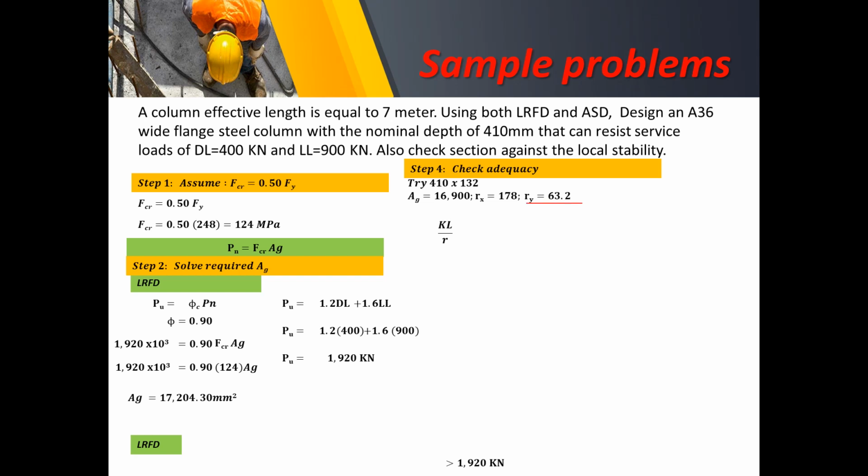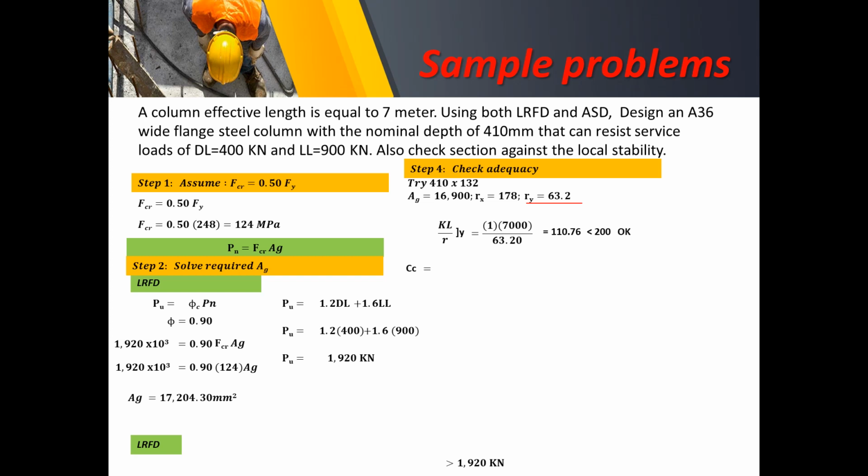Of course, KL over r, the slenderness ratio, considers the maximum. So if we want the maximum, we choose the lowest radius of gyration from the trial section, and that is actually along Y. We just substitute the formula and we come up with 110.76. And that is still within the limit of 200, so that is okay.